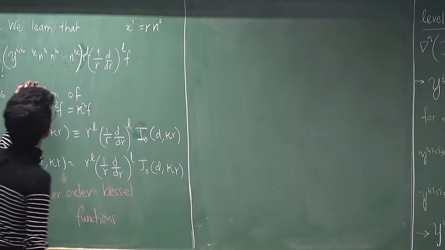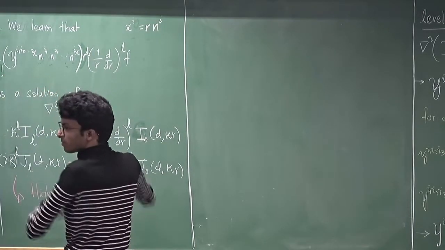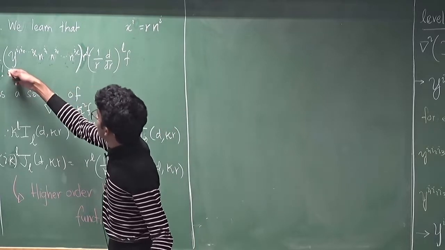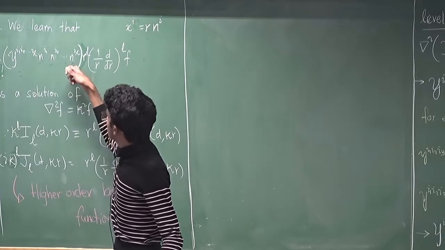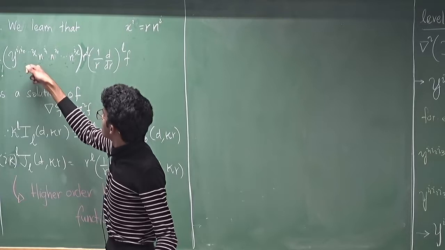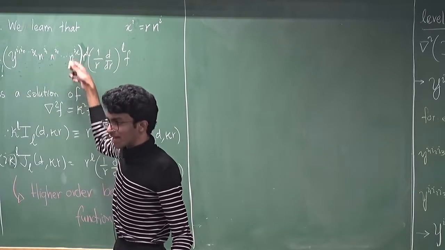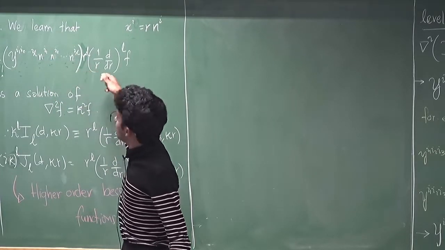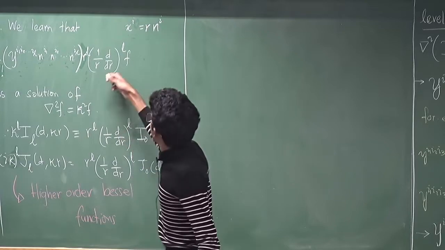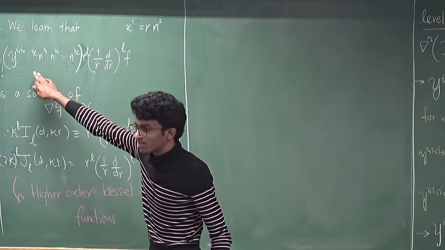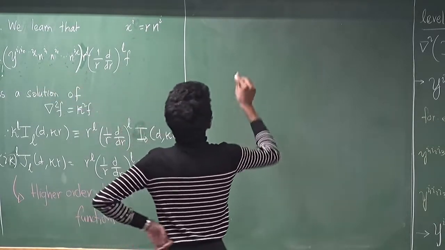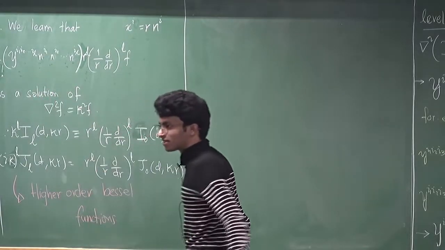We have found the solution. So remember that the solution was just some Y times this. So Y is some symmetric tensor times this n_{i1}, n_{i2} and so on and so forth till n_{iL} times x, r to the L, (1/r d/dr) to the L f. So let's take this r to the L inside once again and let me just write this down. I just want to know what this is.